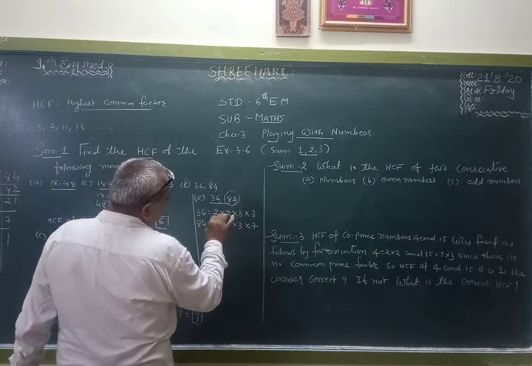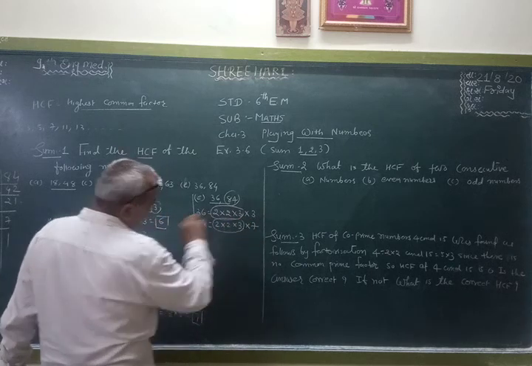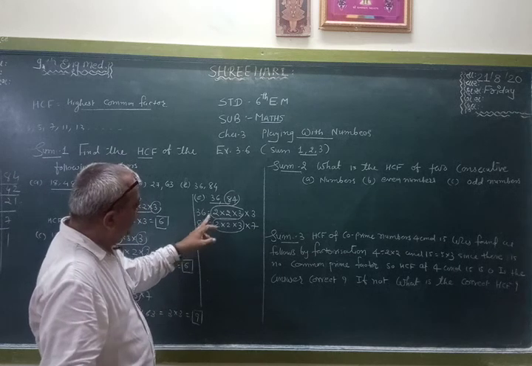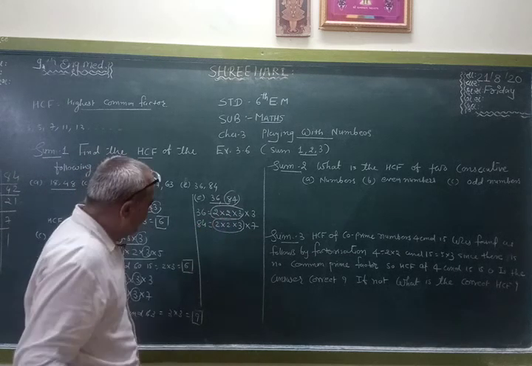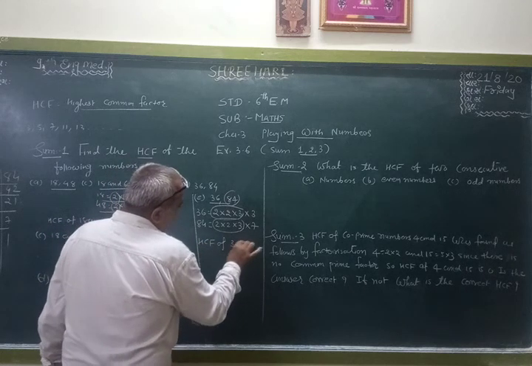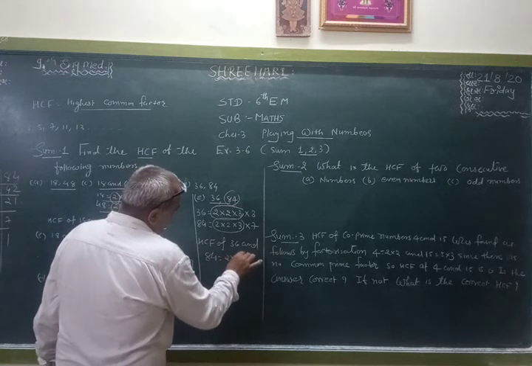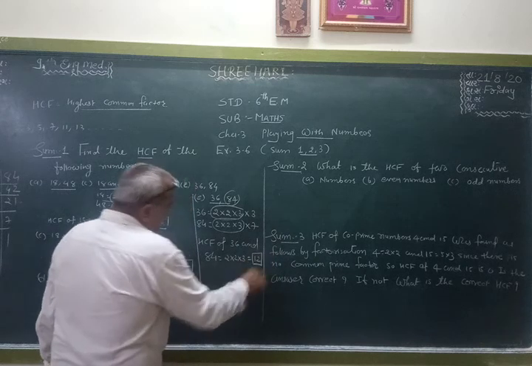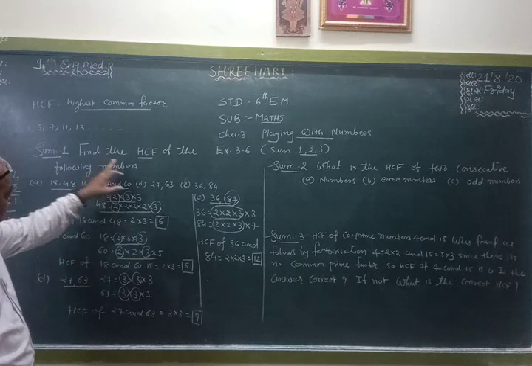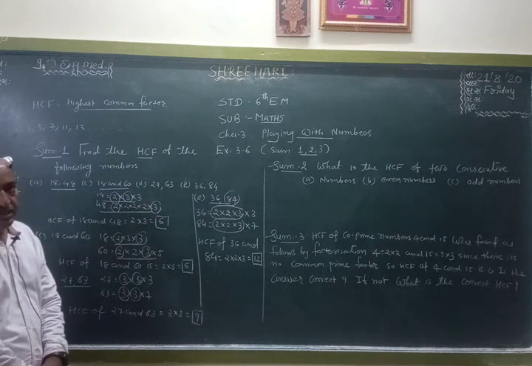So friends, we can see here 2 into 2 into 3, 2 into 2 into 3, both are the same. So the HCF of 36 and 84 is 2 2s are 4, 4 3s are 12. Friends, here the HCF of 36 and 84 is 2 into 2 into 3 is equal to 12. So friends, now you can understand how we can find the HCF, highest common factor.